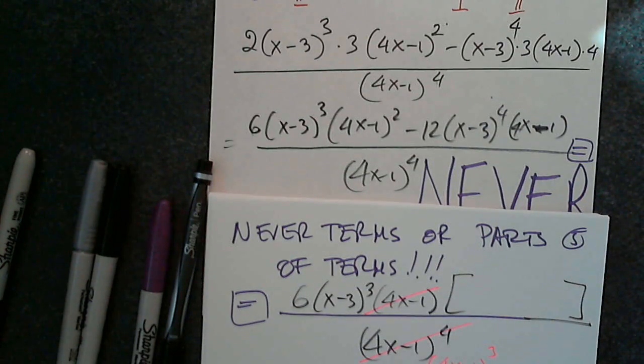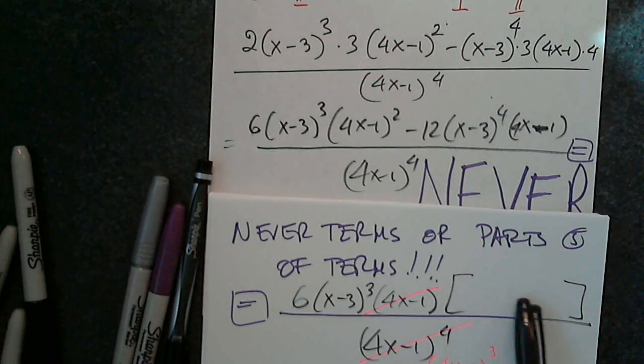Exactly. Now it is a factor. Look at the factors. One factor, the second factor, the third factor, the fourth factor. They're all factors now. So then I can simplify 4x minus 1. Perfect. So then can anyone tell me what is left in brackets?